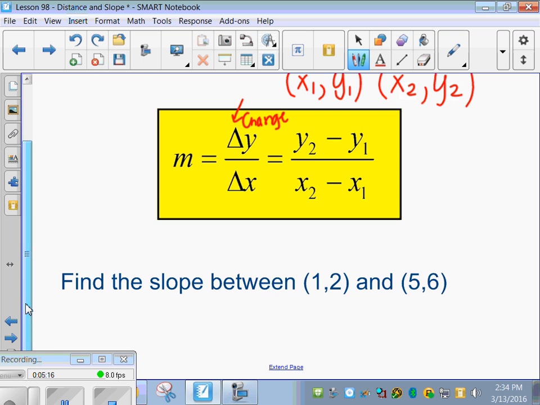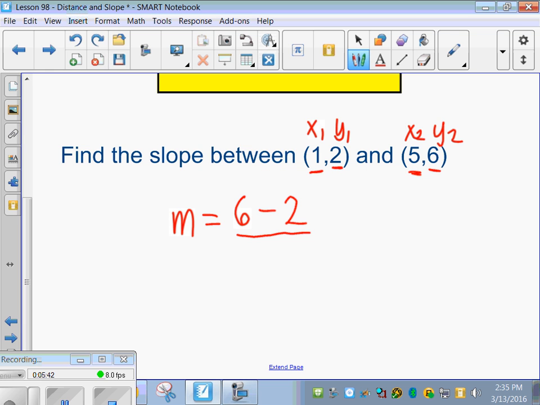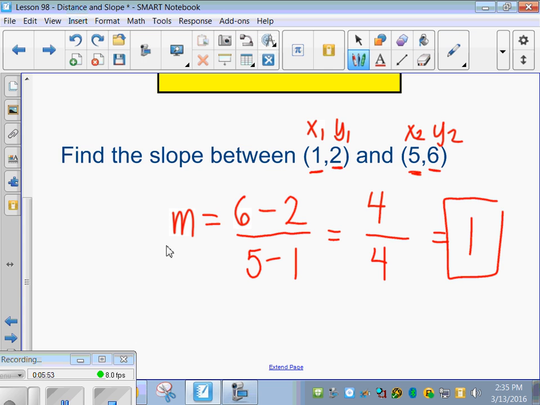So let's find the slope between (1, 2) and (5, 6). So I have x1, y1, x2, y2. Okay, so we use m for slope. So we're going to take the second y, which is 6, and we're going to subtract the first y, which is 2. So the 6 minus the 2, divided by the second x minus the first x. So 5 minus 1. 6 minus 2 is 4. 5 minus 1 is 4, and we get a slope of 1.